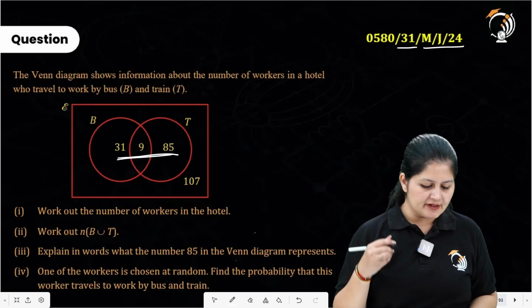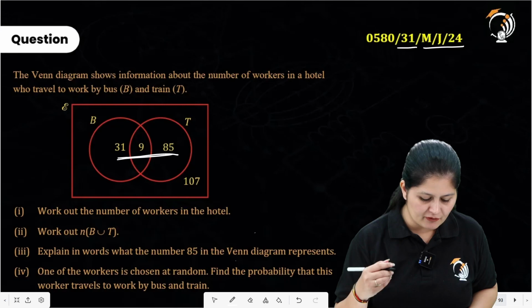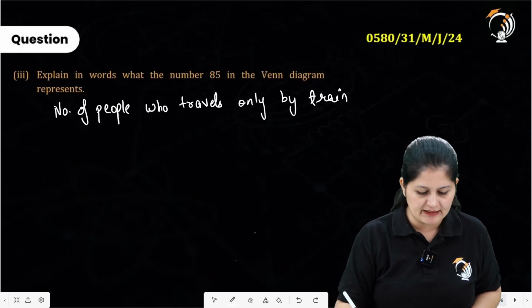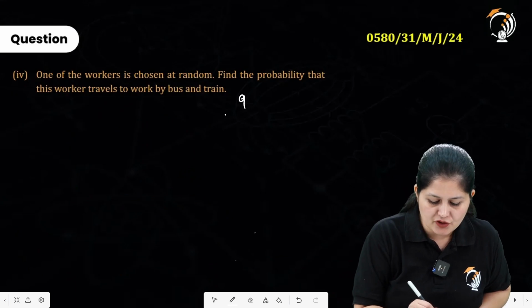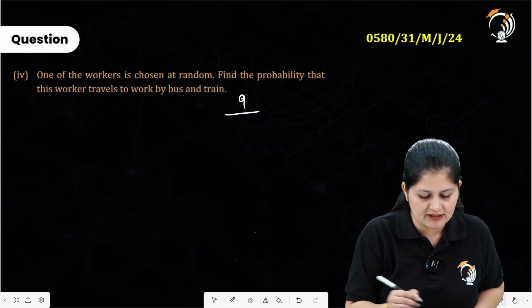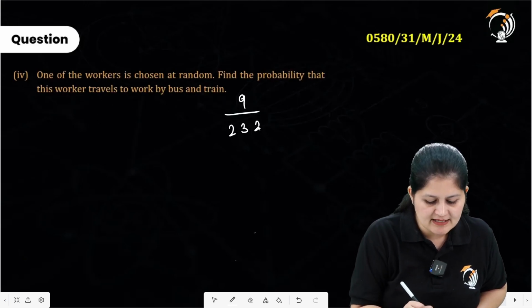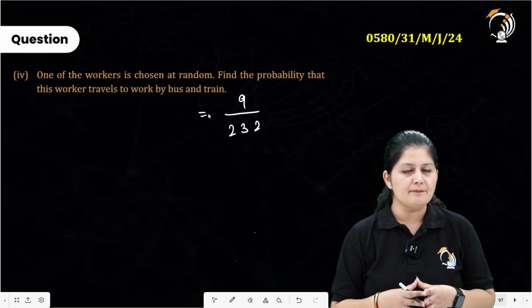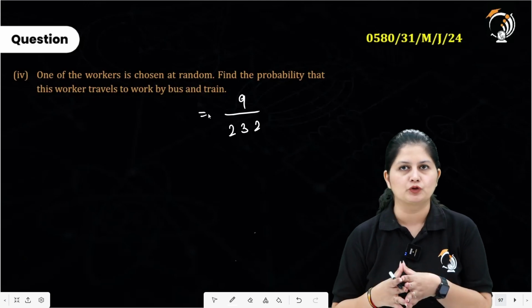Okay, talking about the next subpart, one of the workers is chosen at random. Find the probability that this worker travels to work by bus and train. That means we are going to talk about the intersection part here. So that is going to be 9 over the total number of workers, which is 232 here. That is how you are going to get the probability that the worker travels to work by bus and train, by both of them.